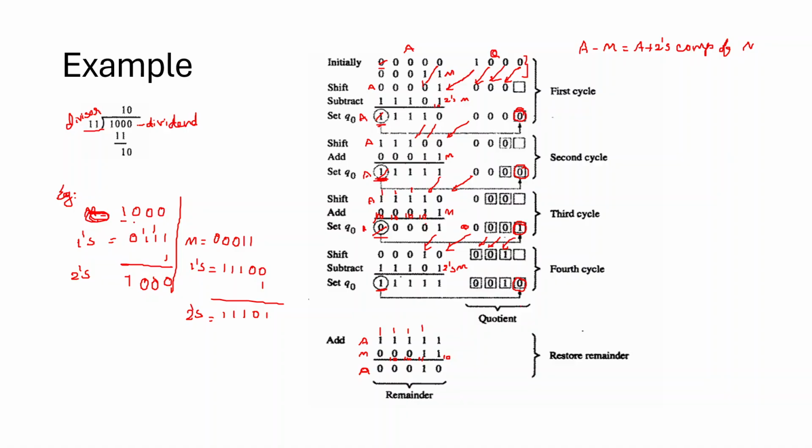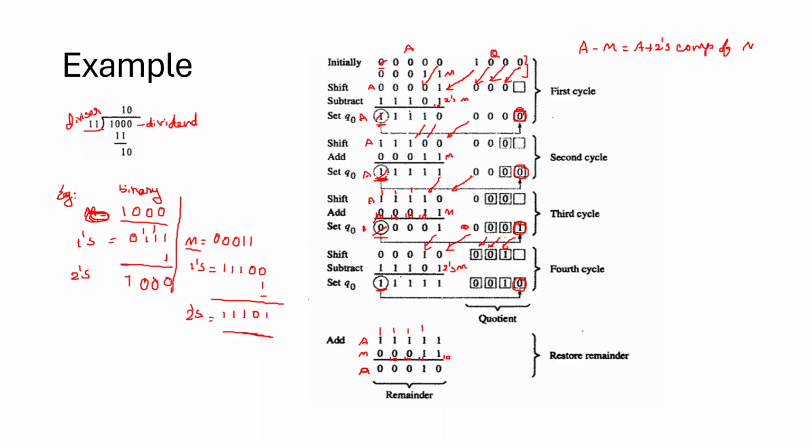Take any binary number, 100. First write the inverted value, then add 1 in the LSB, and it gives the 2's complement of that binary number. So this is one example. Now you take the value of M, that is 00011. First take the 1's complement, 11100, add 1 in the LSB: 0 plus 1, 1, 0, 0. So it is the 2's complement of M that we have used here.